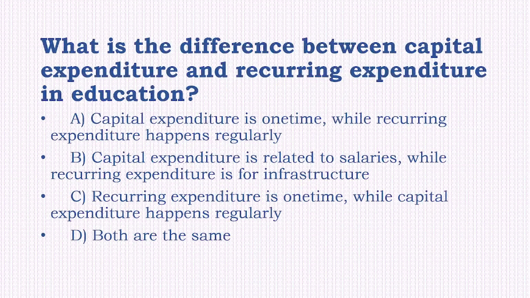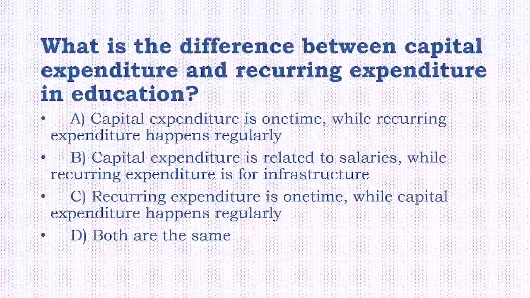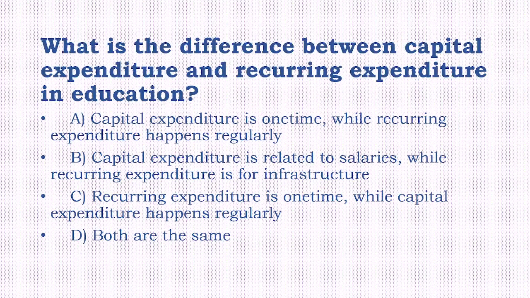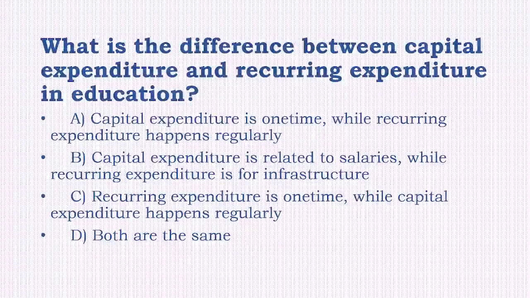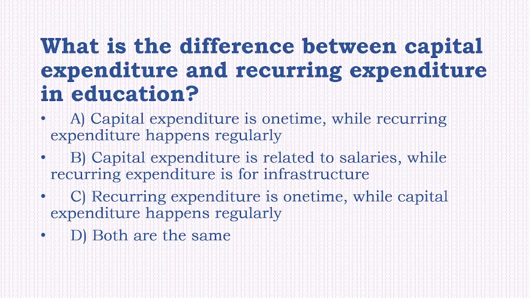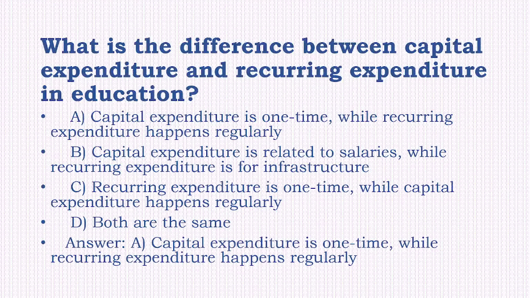Next, what is the difference between capital expenditure and recurring expenditure in education? Options: capital expenditure is one time, while recurring expenditure happens regularly. Capital expenditure is related to salaries, while recurring expenditure is for infrastructure. Recurring expenditure is one time, while capital expenditure happens regularly. Both are the same. Answer of this question is option A, that is capital expenditure is one time, while recurring expenditure happens regularly.